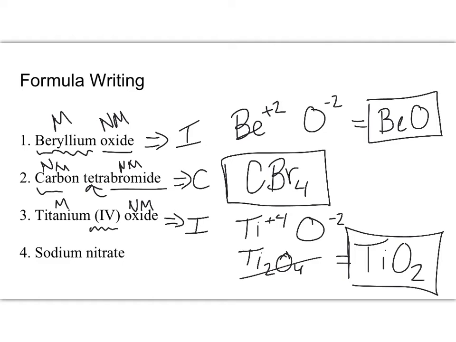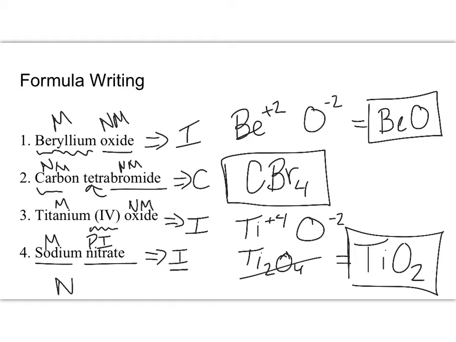We can reduce 2 and 4 down to 1 to 2. All right. Number 4 here, this last example, sodium nitrate. Couple of clues here. Again, we're looking at the types of elements. So sodium is a metal. So that should automatically tell me, that's my first automatic clue, that it's an ionic compound. My second clue is that nitrate is a polyatomic ion. So again, that means we're dealing with an ionic compound.